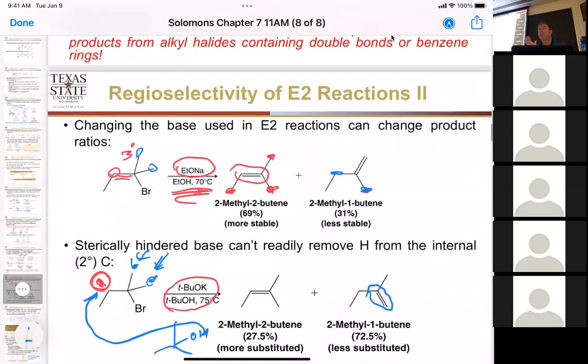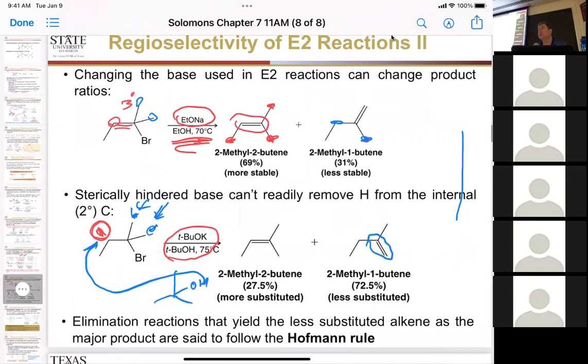When we break Zaitsev's rule because of a big base like this, we call it the Hofmann rule. The Hofmann rule. So Zaitsev's rule works for most of your reactions except for conjugation. And when you see t-butoxide, double check your reactions.